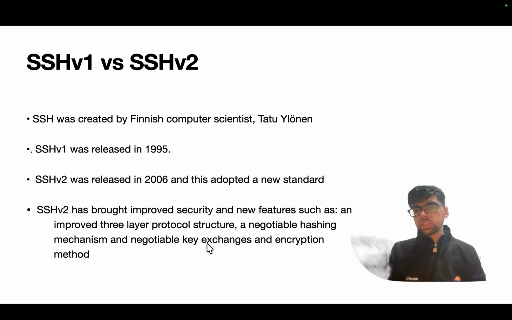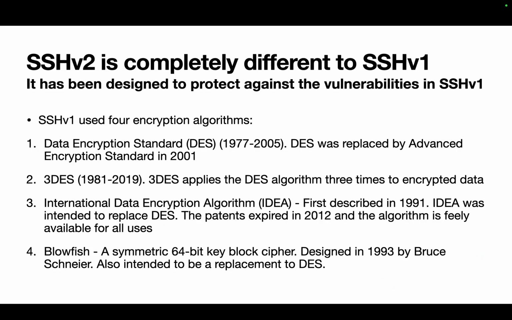Negotiable key exchanges and encryption methods. And you'll see when it comes to encryption, the encryption methods were different in SSH version 2. It wasn't exactly the same as SSH version 1 because over time encryption methods were found to have vulnerabilities. So if you look at SSH version 1, for example, there were 4 encryption algorithms that were used.